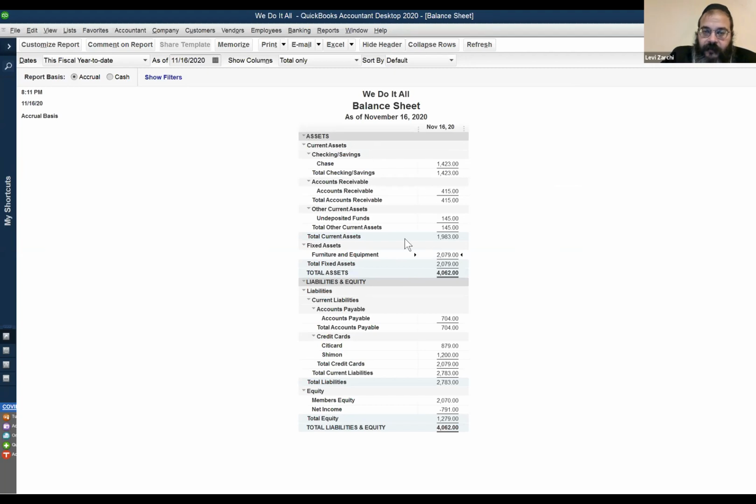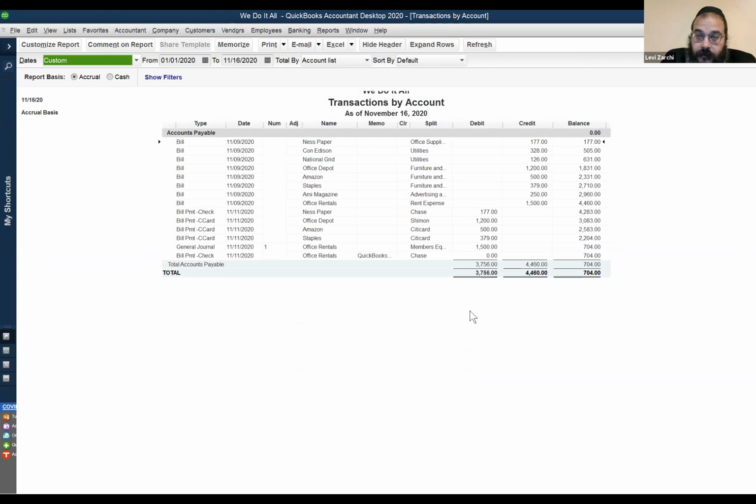But then again, assets get canceled out by liabilities and owner's equity, because the only way this whole company came into existence with the money in the bank and the furniture is we borrowed money. We borrowed money from Shimon's credit card, $1,200. We put in the company credit card, $879, which the statement will come soon. In effect, if you could check, the furniture and equipment of $2,079 is the exact same amount as the liabilities. These are liabilities on credit cards. In addition, we still have accounts payable. We still owe several bills.